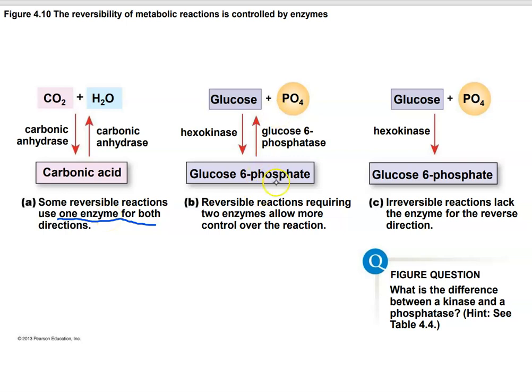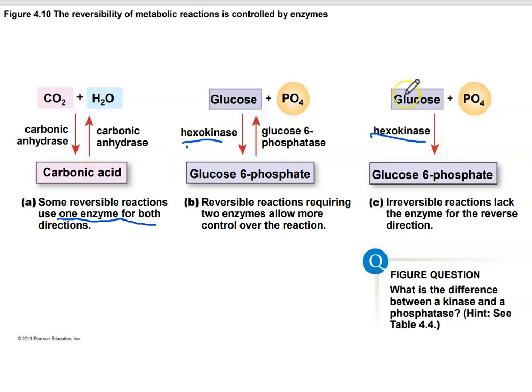In this case here, we have two enzymes for this reversible reaction from glucose to glucose 6-phosphate. We're going with hexokinase. And from glucose 6-phosphate back to glucose plus phosphate, we're going to go with glucose 6-phosphatase. So that's just another example. And here on panel C, we have this irreversible reaction, where there's no back arrow. So this has only one direction, and there's only this one enzyme listed, the same as over here.